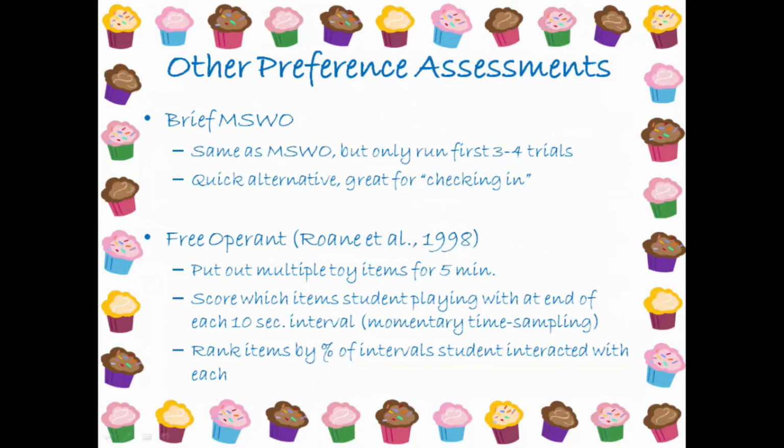For students who prefer interacting with activities that can't be placed on the table, or for students who have difficulty with any of the other assessments, you could also use the free operant preference assessment. In the free operant preference assessment, multiple toy items are placed out in the student's reach. The student's allowed access to the items for 5 minutes. Across the 5 minutes, the instructor scores which items the student is playing with at the end of a 10-second interval, in a procedure known as momentary time sampling. By ranking each item by the percentage of intervals in which the student interacted with them, you set up a preference hierarchy. With this assessment, you could even have the student choosing to interact with multiple items at the same time, which could be useful information to have.